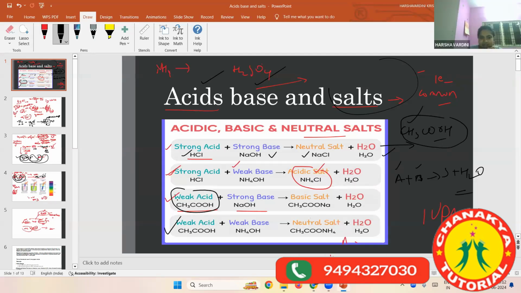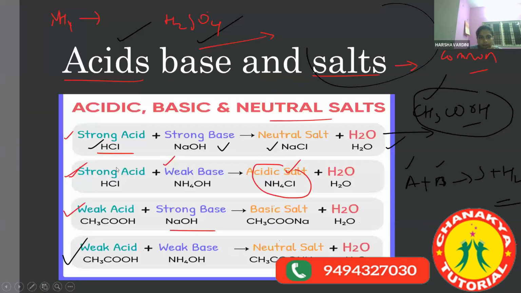It's acetic acid, no? See here. We have in the slide itself, which is acetic acid. It's not vinegar. Okay, no need to get diverted.